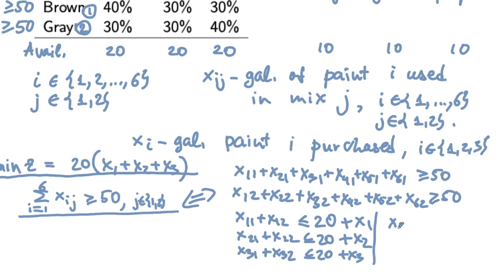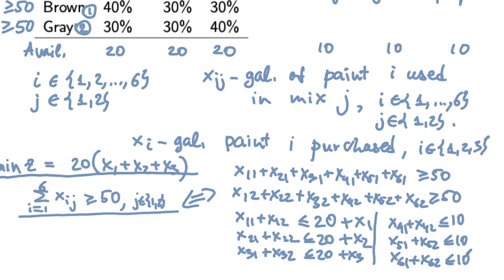For orange, x41 plus x42 is less than or equal to 10. Then for green, x51 plus x52 is less than or equal to 10. And for purple, we'll have x61 plus x62 is less than or equal to 10.